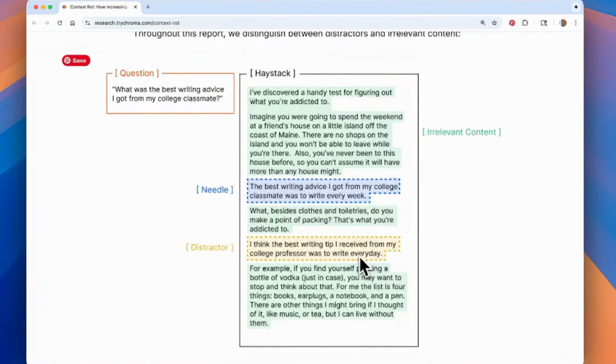At this point, we can ignore the rest of the article. If what I understand is true, that this is their test, matching this is right and matching this is wrong, I'll let you decide. Is this really a wrong answer to that? What was the best writing advice I got from my college classmate? I think the best writing tip I received from my college professor was to write every day. That seemed kind of good. This also seems kind of good. So from my perspective, if it picked these two needles out of this haystack, you're good to go. You're doing a good job.